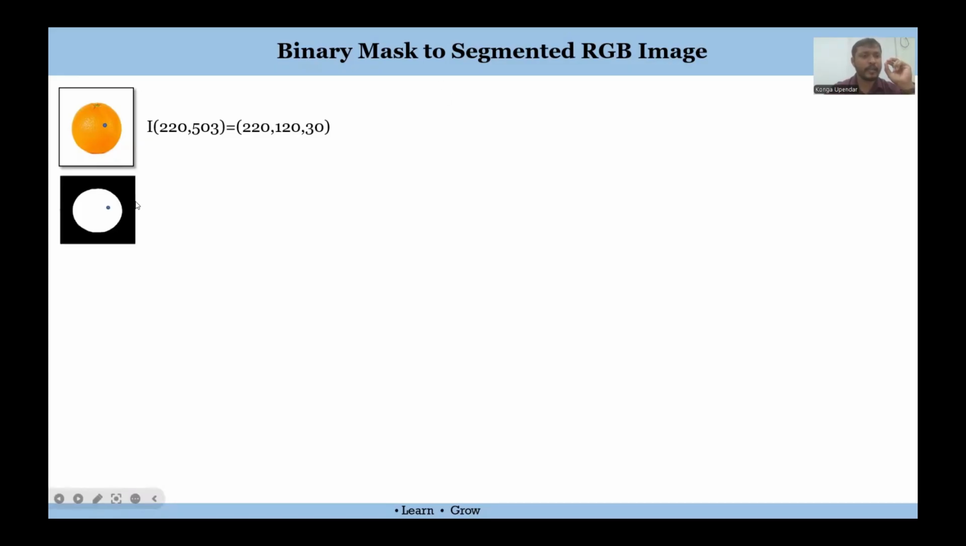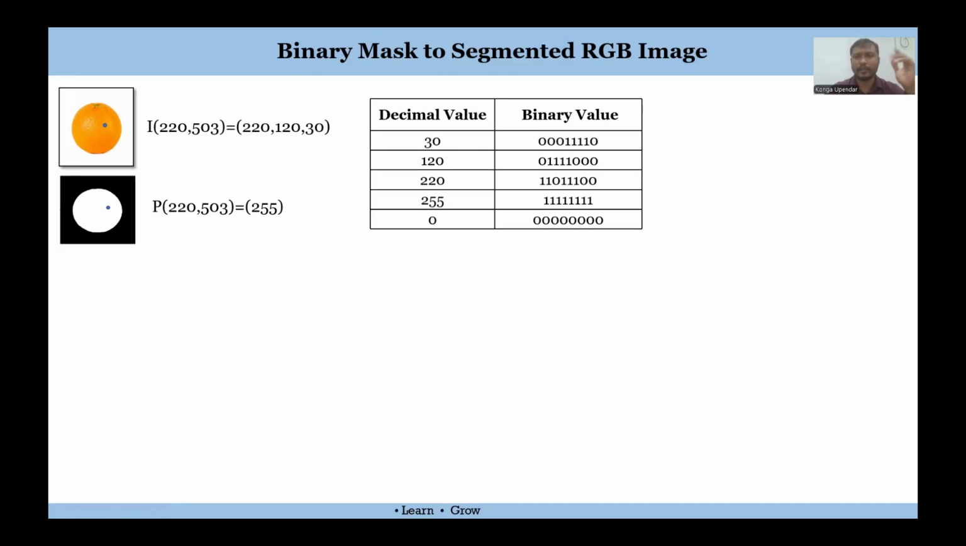Next, I need the binary mask. The same pixel I'm taking here is 255, because it's white; the entire fruit region is white, so the pixel value is 255. One thing we need to understand is that the bitwise AND operator is not used directly on these decimal values. We need to convert them into binary values. You need not convert anything. A single line of Python code does everything internally. We just need to understand it. No need to remember anything.